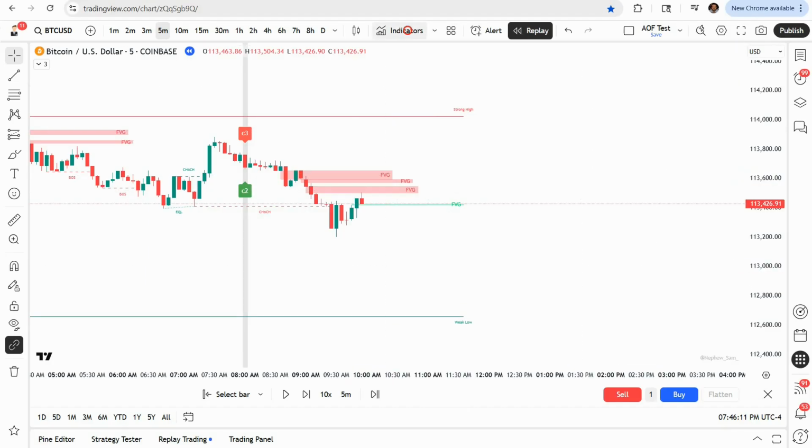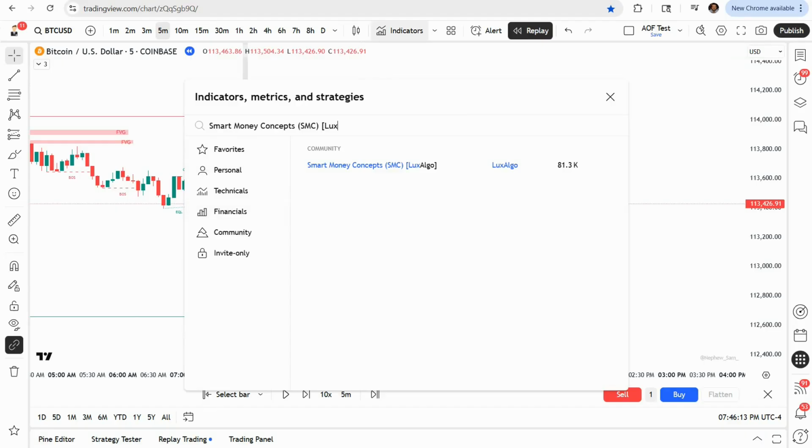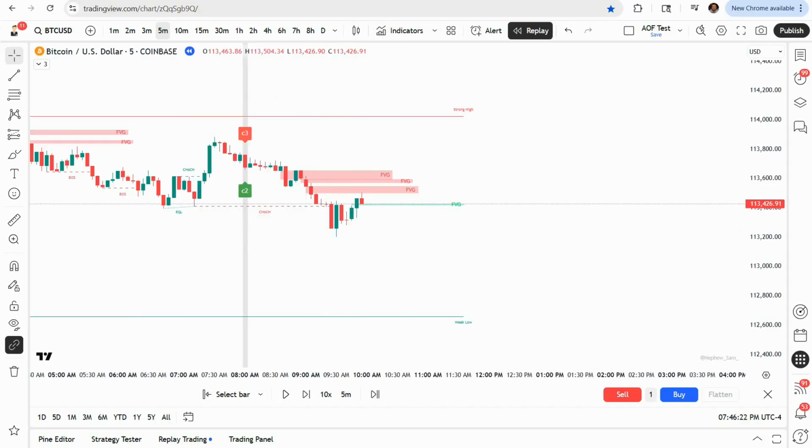The first indicator we will add to the screen is going to be the Smart Money Concepts indicator. And it's going to be this one right here by Lux Algo. Go ahead and click on that and add it to the screen.